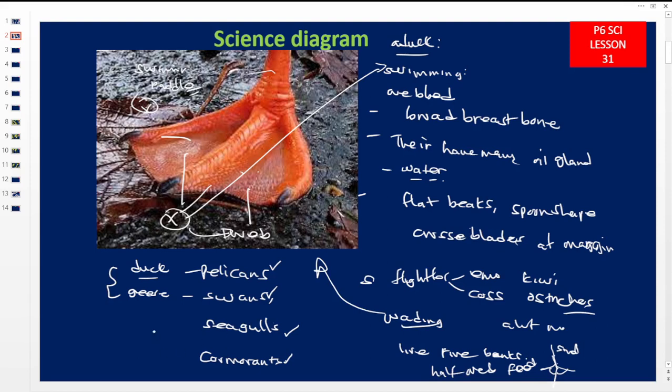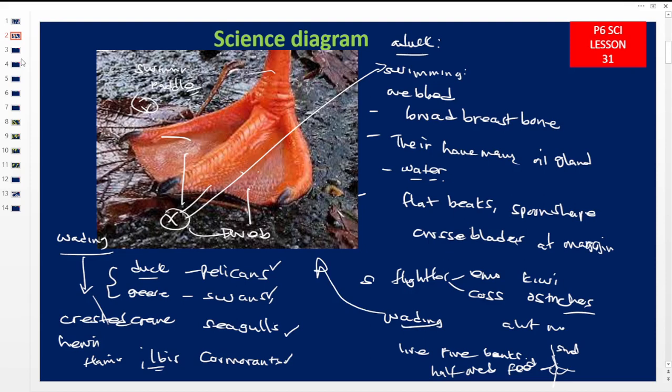And the best example is the crested crane. Then we have another one, the heron. Then we have the flamingos and also the ibis as the best examples of the wading birds. Crested crane, heron, flamingos, ibis. We've said they have long legs with half-webbed feet that are widely spread to prevent them from sinking in mud.